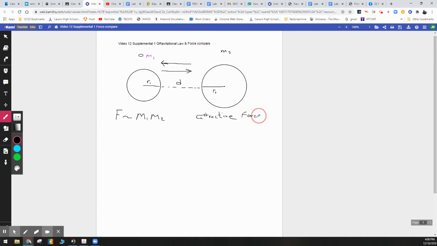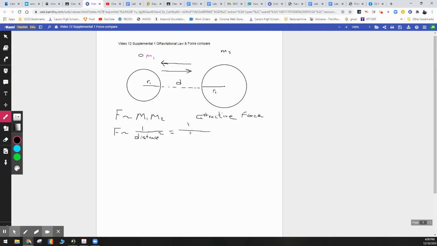All right, attractive force. Newton also discovered that the force is also proportional to 1 over the distance squared. So let me go ahead and write it like this first. Distance, we'll say squared. Now, what is the distance here? How do you actually get the distance?